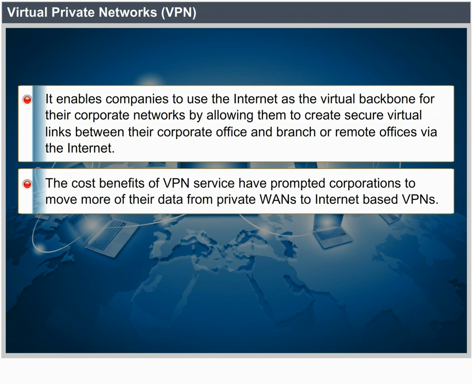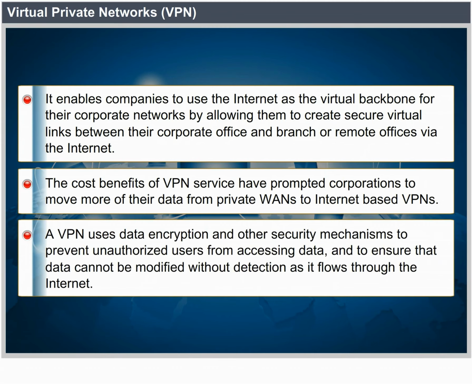A VPN uses data encryption and other security mechanisms to prevent unauthorized users from accessing data and to ensure that data cannot be modified without detection as it flows through the Internet. It then uses the tunneling process to transport the encrypted data across the Internet.